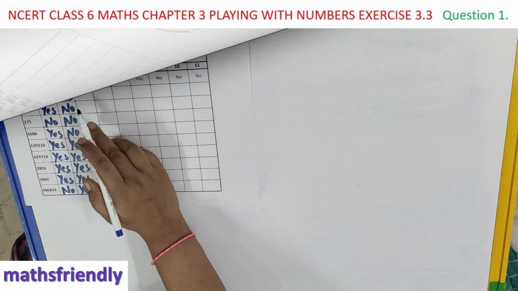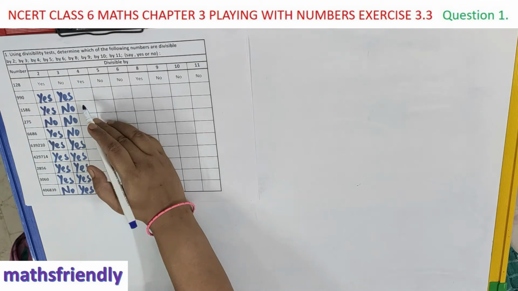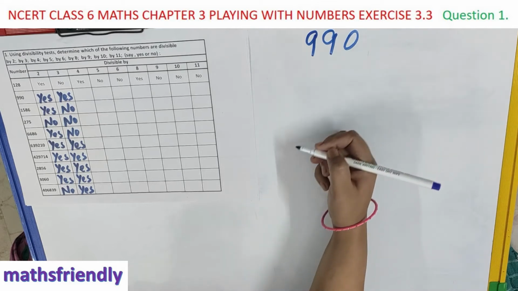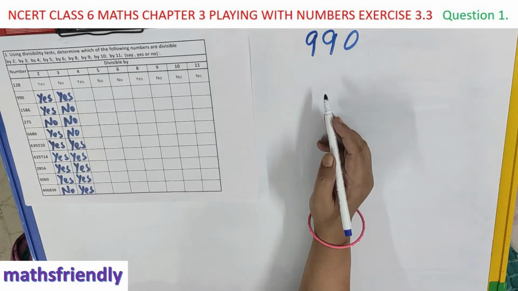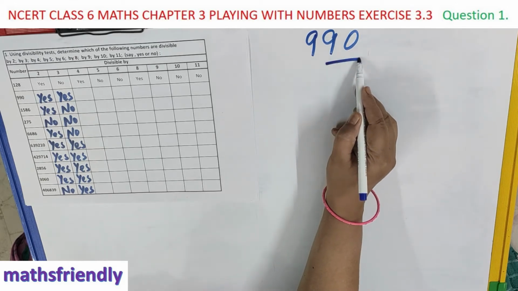Okay. Now let us check whether these numbers are divisible by 4 or not. So 990, we have to check for this number first. What is the divisibility rule for 4? We have to check the last 2 digits.